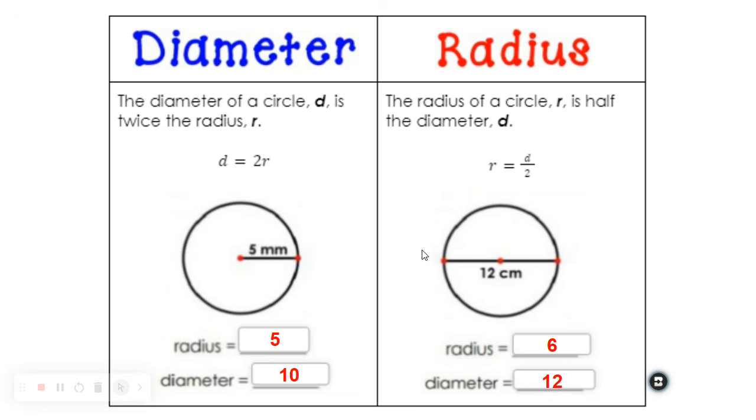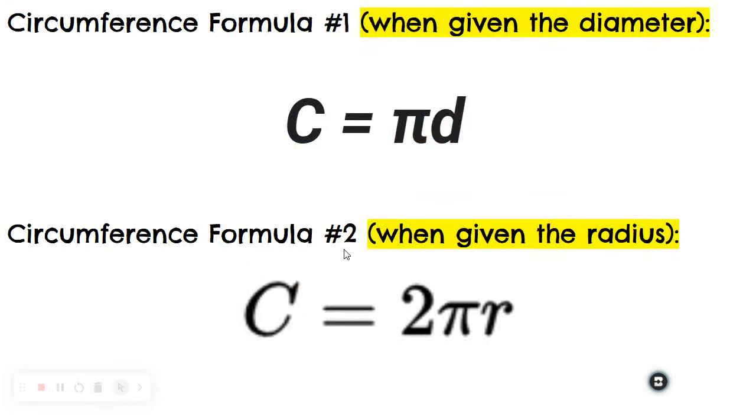If you double the radius, you get the diameter. In many of the formulas that we're going to talk about, that is going to apply. We're either going to be doubling a radius to find a diameter, or we might be dividing a diameter to find a radius. To find the circumference of a circle, you might face 2 different scenarios. One, you might be asked to find the circumference when you are given the diameter, or you might be asked to find the circumference when you are given the radius.